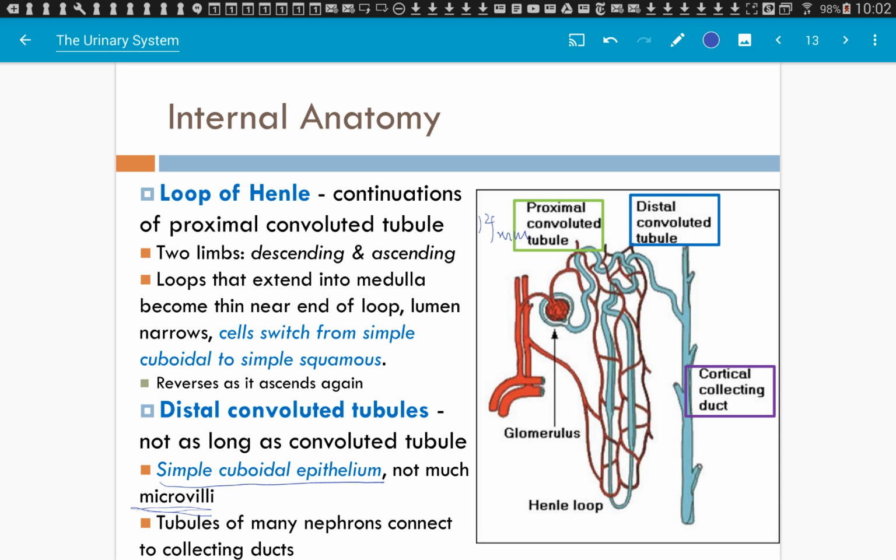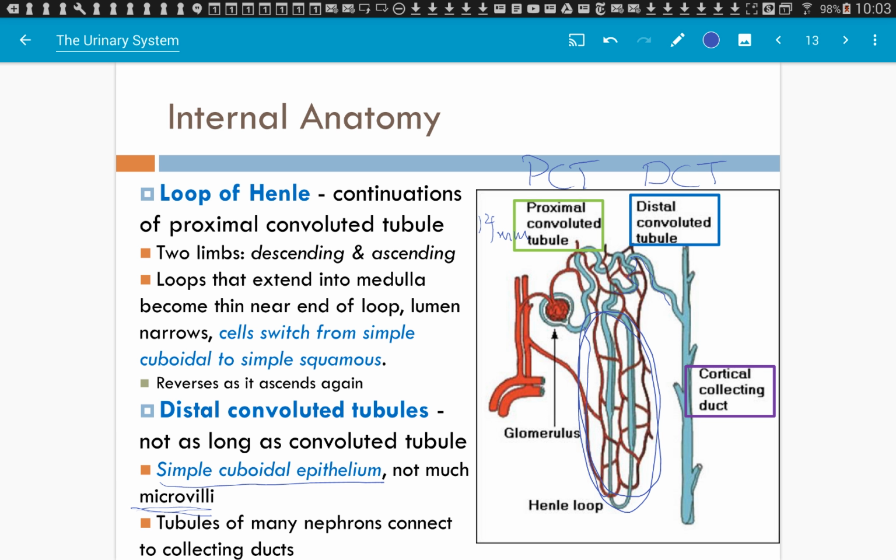Okay, so we've already talked about the proximal convoluted tubule, which is your PCT. And then the loop of Henle is this portion here. And this is the portion that can dip down into the medulla if we're talking about a juxtamedullary nephron. And then when it comes back up, there's this little tube that's convoluted, which is why it's called a convoluted tubule. And that's called your distal convoluted tubule.